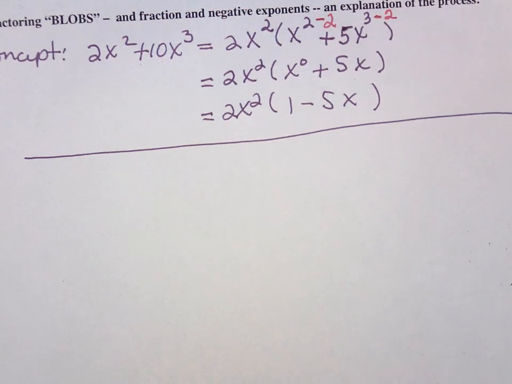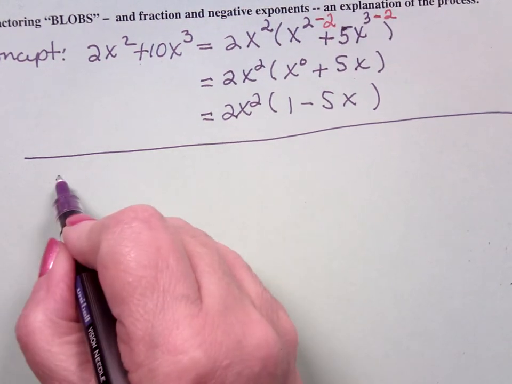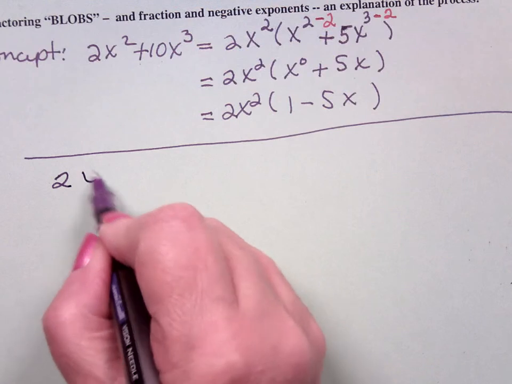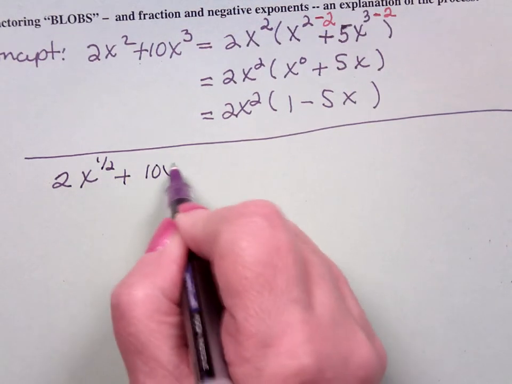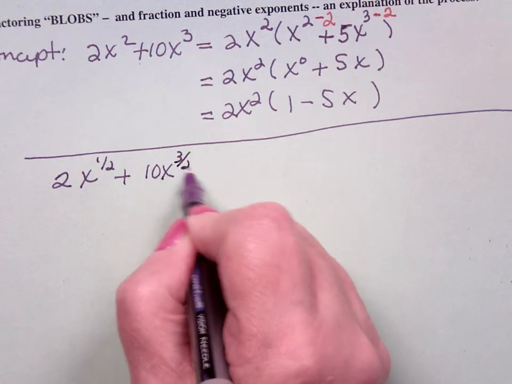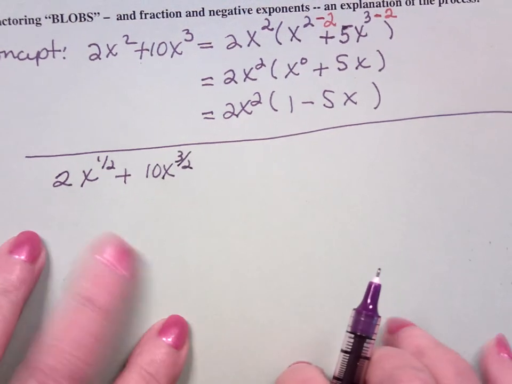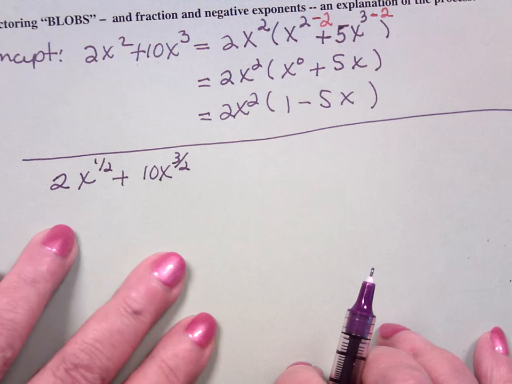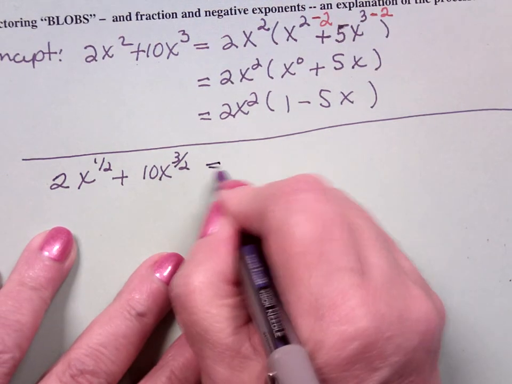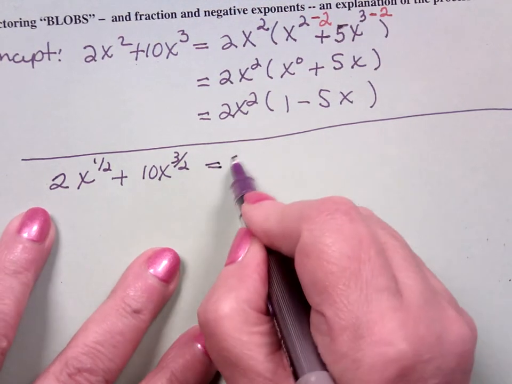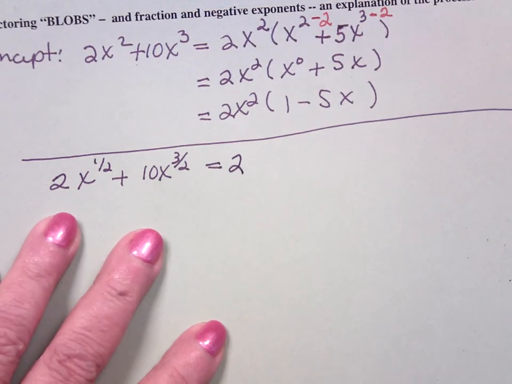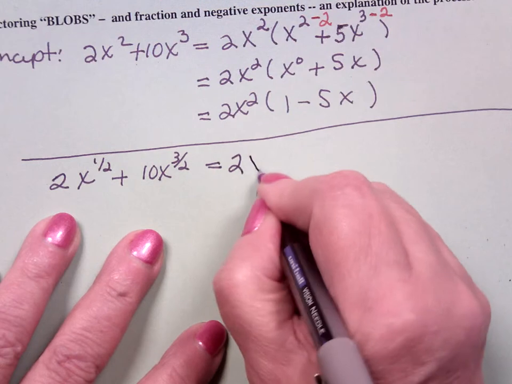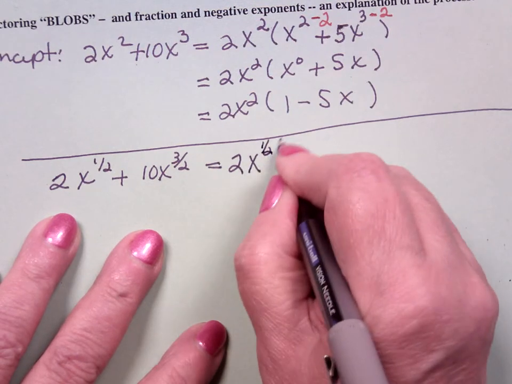Now, I'm going to change this just slightly, and I'm going to be looking at 2x to the 1/2 plus 10x to the 3/2. Now, instead of having whole number exponents, I'm going to have fractional exponents. But the process is identical. I have a greatest common factor of 2. The smallest power on the x's is x to the 1/2.